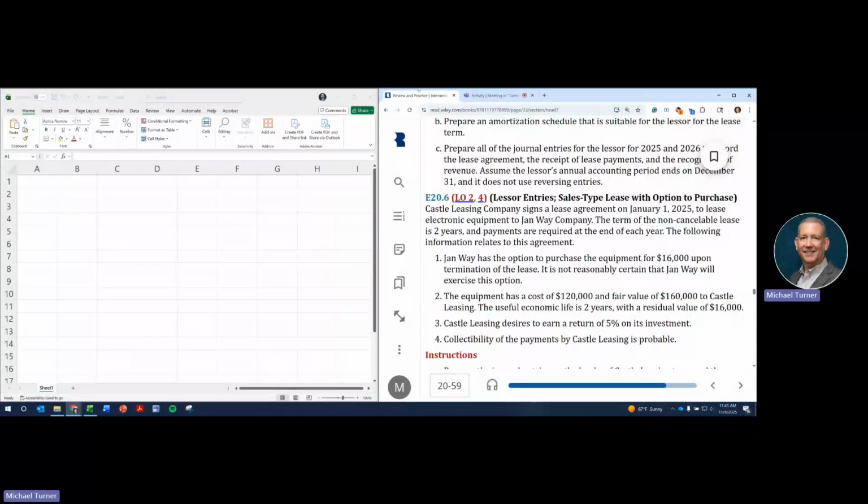Let's work exercise 20.6 from chapter 20 on leases. As we can see in exercise 20.6, we're going to work lessor entries, sales type lease with option to purchase. So as always, let's set up the problem, note the facts, and then we'll work through the requirements.